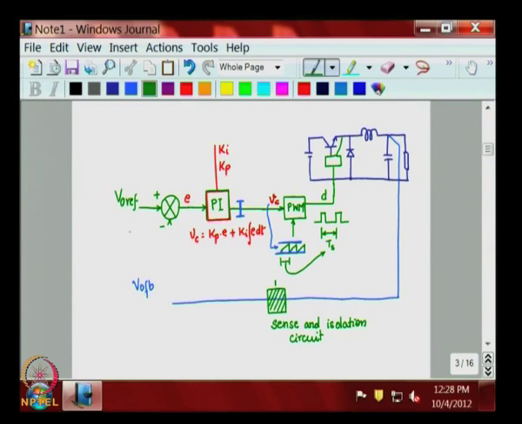So, an increase in V naught ref should be felt as an increase in V naught feedback, a decrease in V naught reference should be felt as a decrease in V naught feedback. Then your overall loop phase relationship is okay.